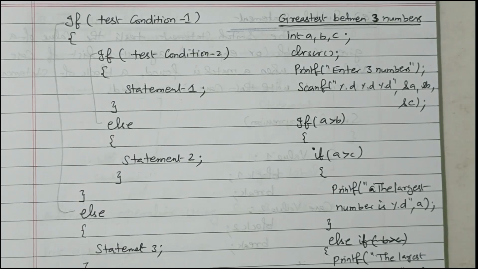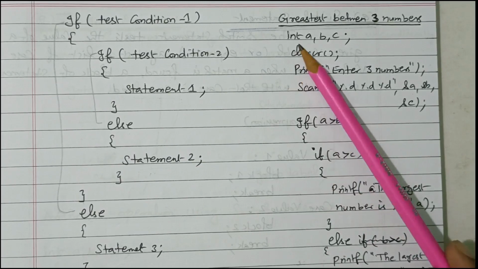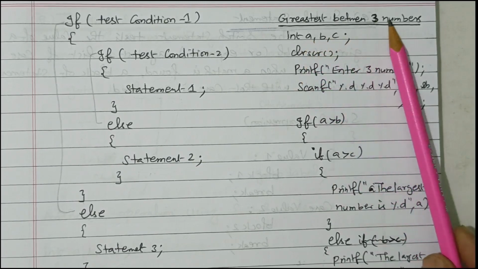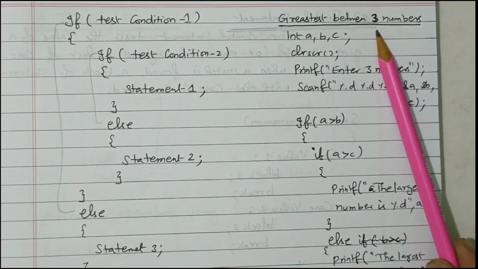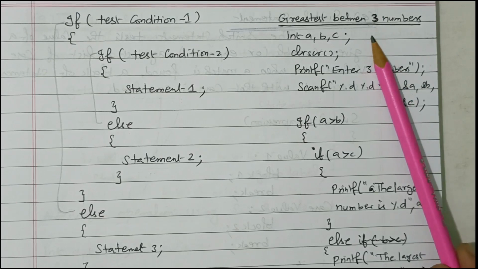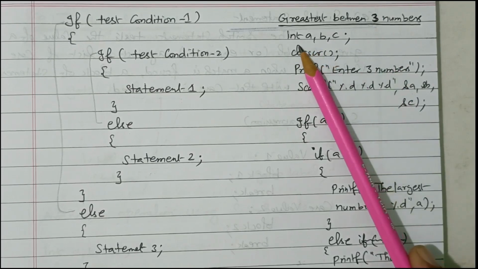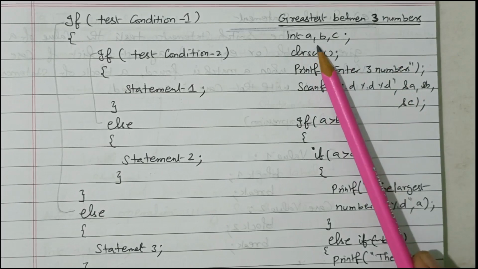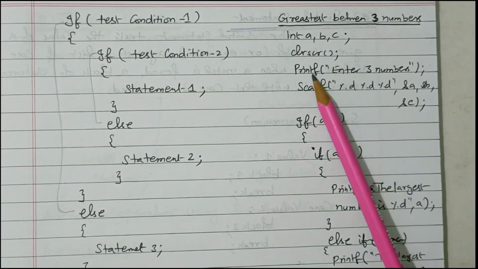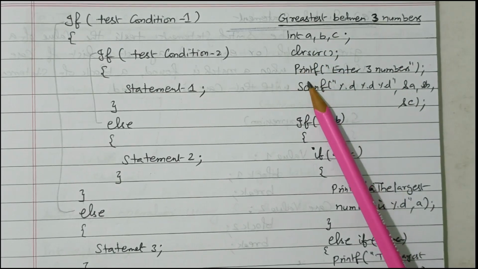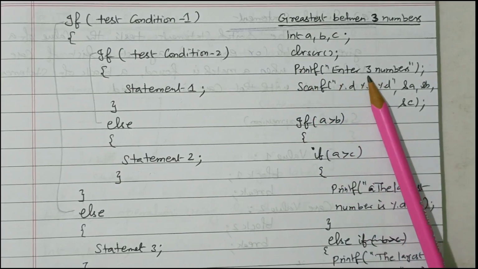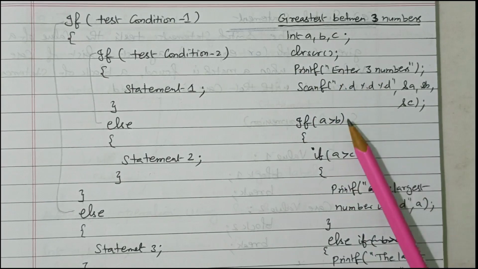Now we'll see one example program: greatest among three numbers. There are three numbers available. We need to identify which number is greatest. Let us consider integers a, b, c. Three numbers a, b, c are the three numbers. After clear screen, we ask the user to enter three numbers.